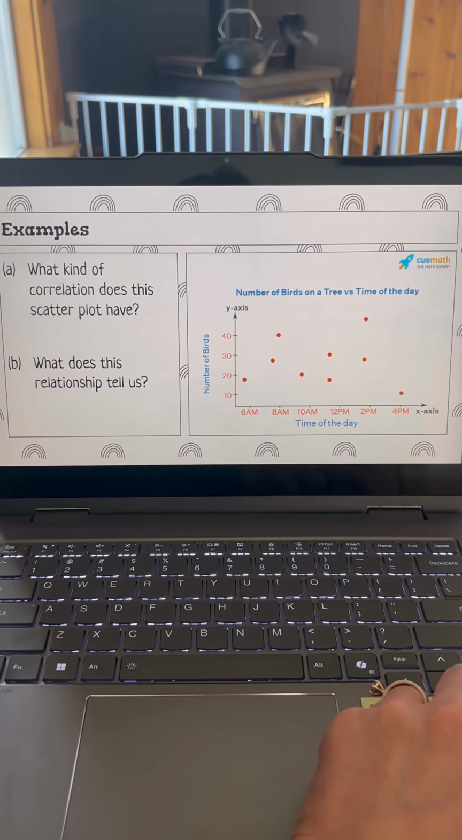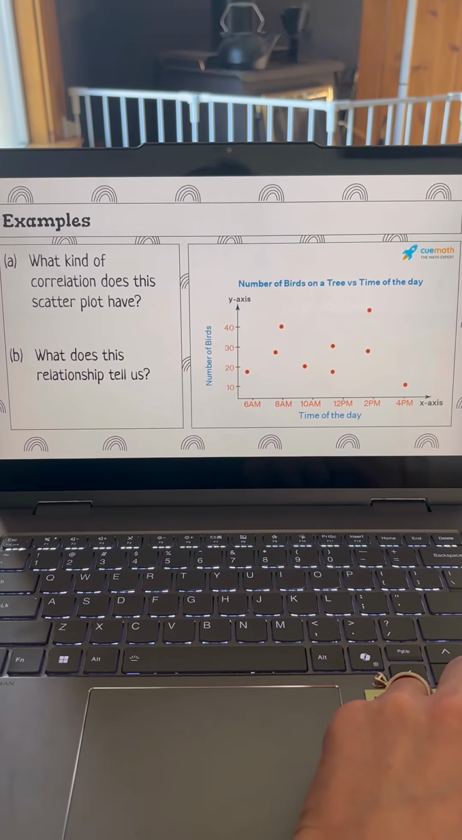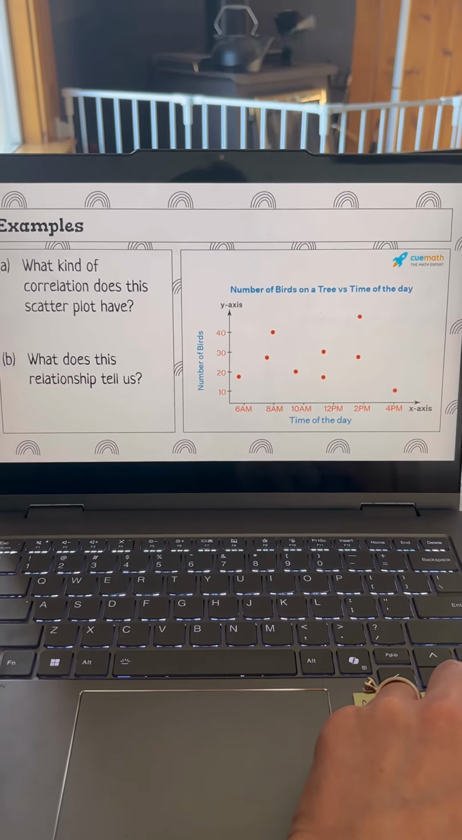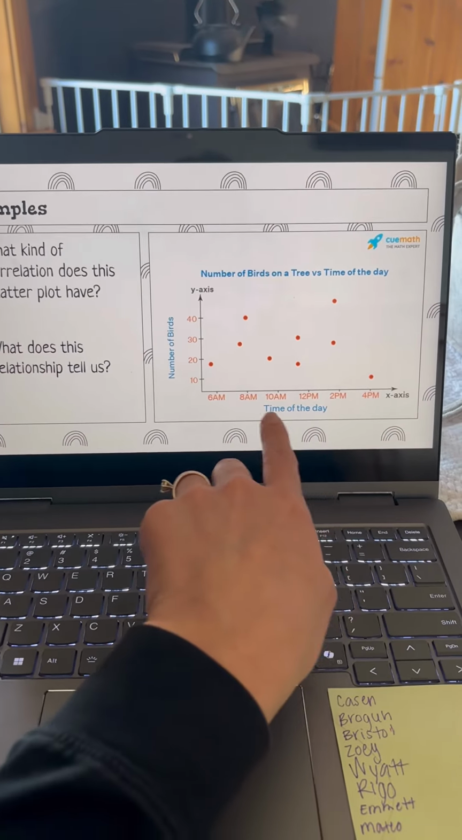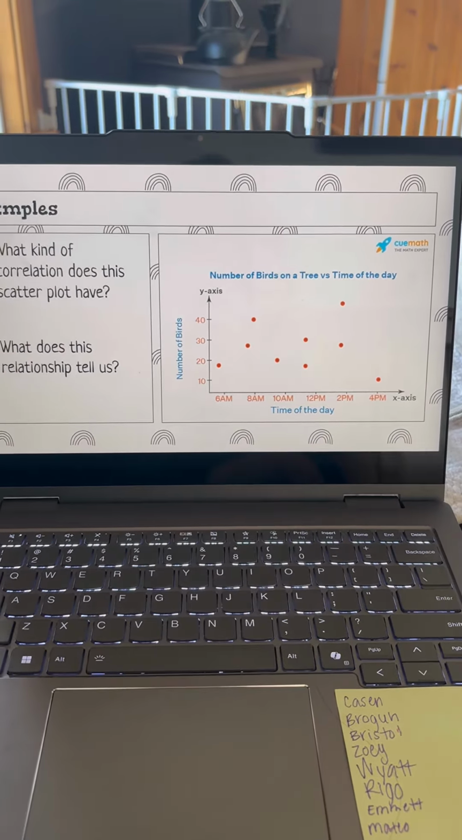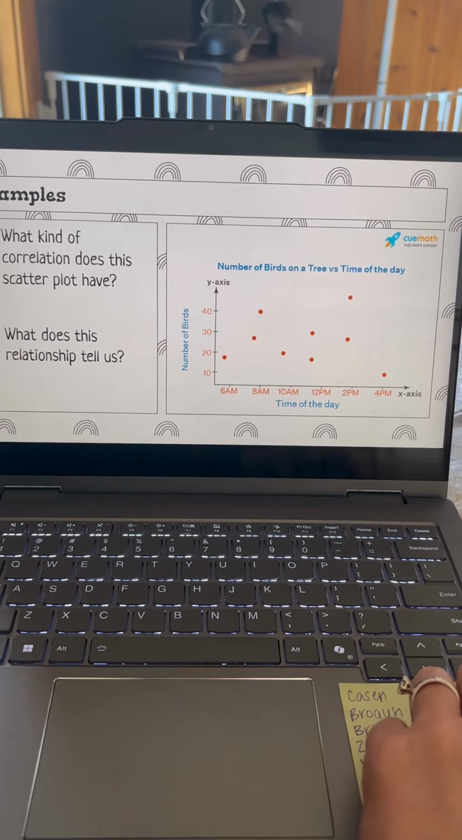So what kind of correlation does this scatter plot have? I would say probably no correlation. It's kind of all over the place. And what does that tell us? It tells us that it doesn't really matter what time of the day is. The number of birds is going to be pretty random. They're not related.